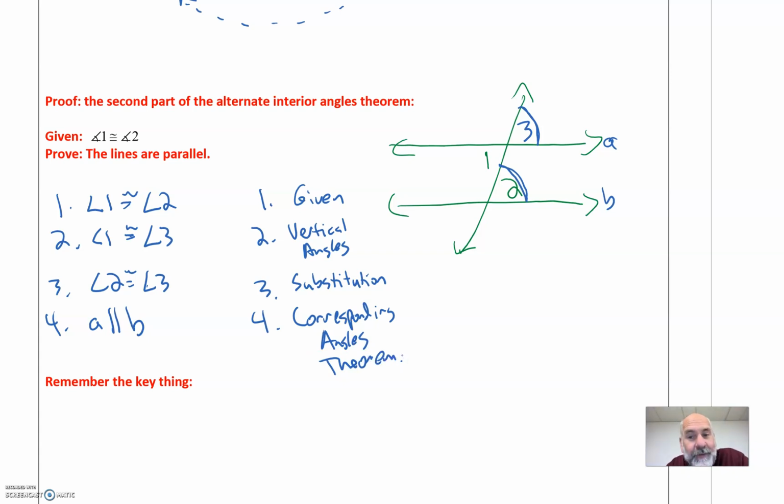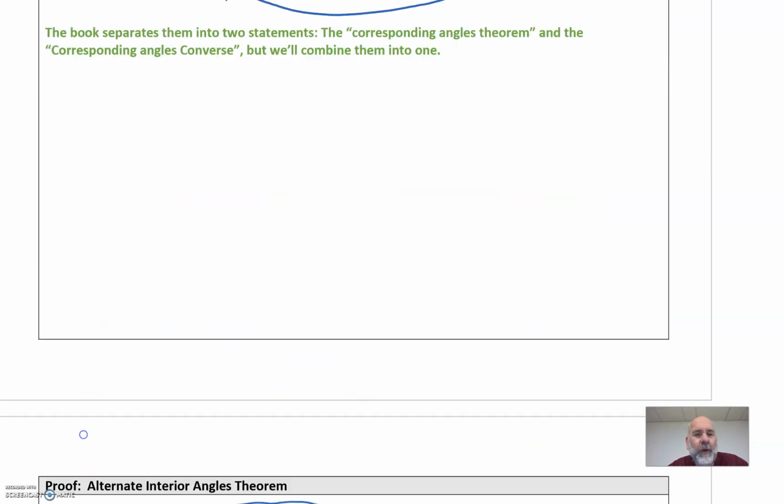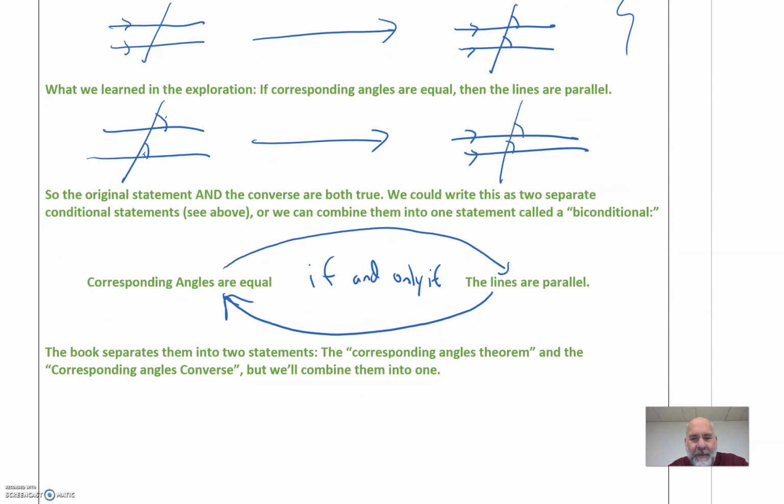It's not the converse. I mean, it is the converse, excuse me. It is the converse. But remember, we're just going to call it the corresponding angles theorem. And we're going to say that the corresponding angles theorem is the if and only if statement. And so you can use it for both directions.